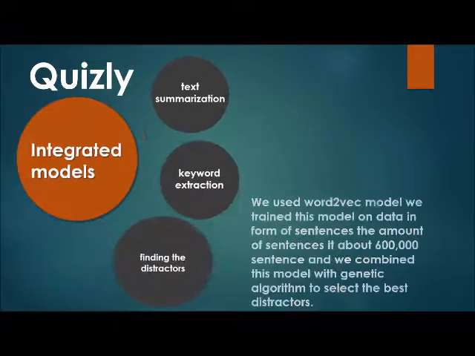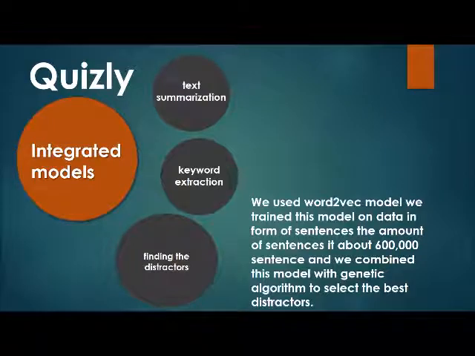Now, let's talk about our third and final step. Within the distractors, we have used the Word2Vec model. We trained this model with new data in the form of sentences. We have collected some sentences in each domain to train the model on them. The amount of sentences is about 600,000, and about 10,000 of them are related to our domains, and the rest are general sentences to make the data more diverse.